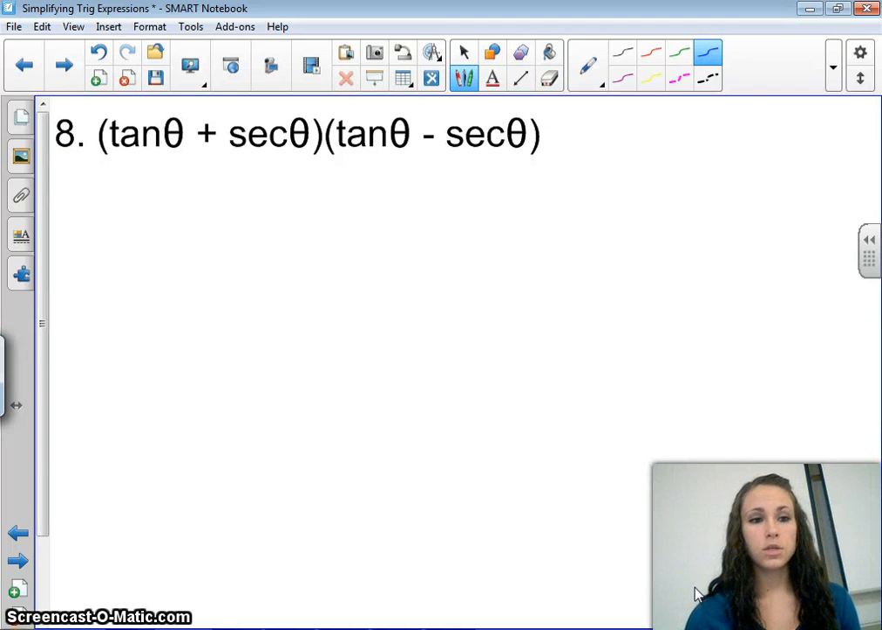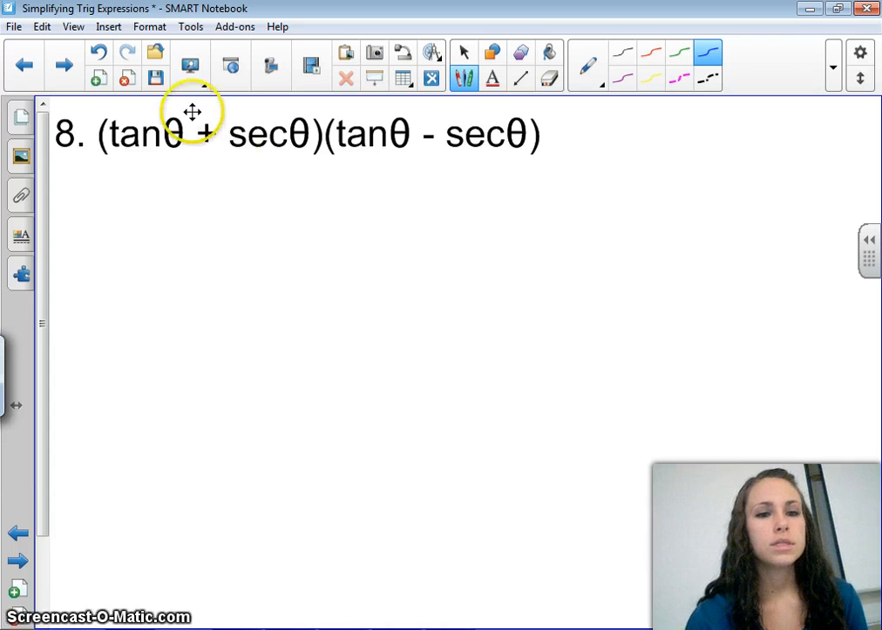Alright, so example 8 is one that you could do a couple of different ways, and either way is fine, but there's one way that's easier. The first way that you could do it is most people here would probably try to turn everything into sines and cosines and then find a common denominator, and you could do that and that would work. It would just take a lot longer. So I'm going to show you the easy and faster way.